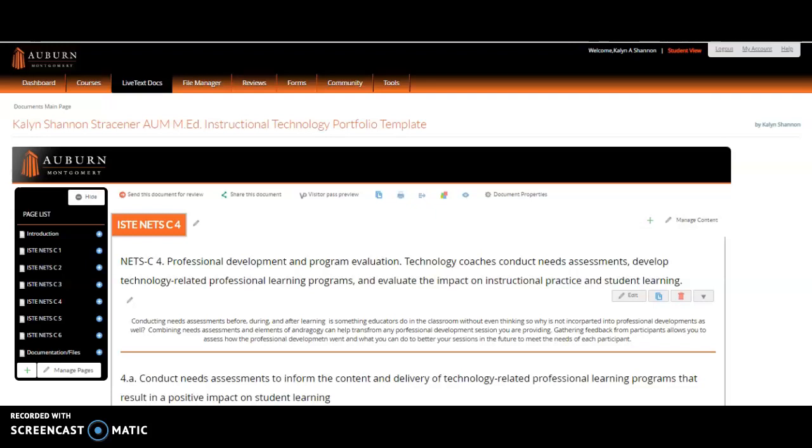Effective technology coaches do frequent evaluations so they can best understand if the educational technology they are using and professional development they are delivering are having a positive impact. They can also determine what professional developments might be needed.